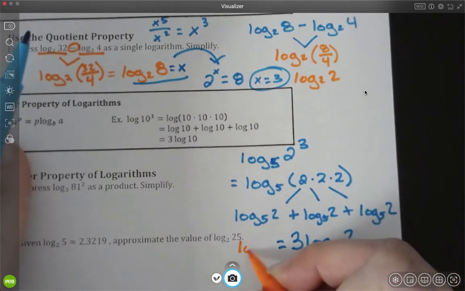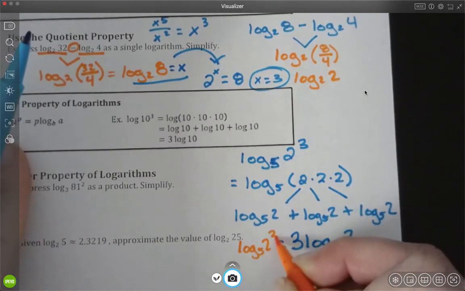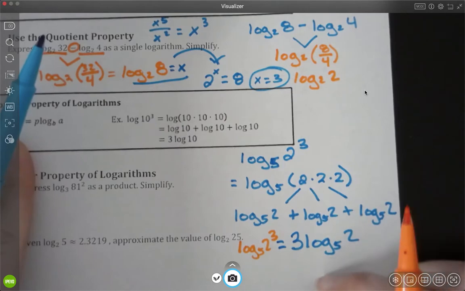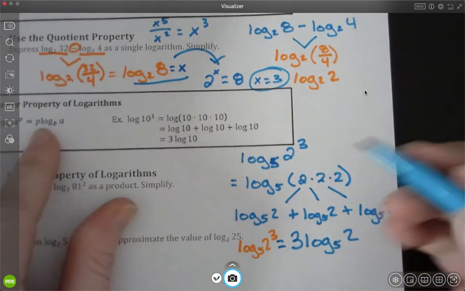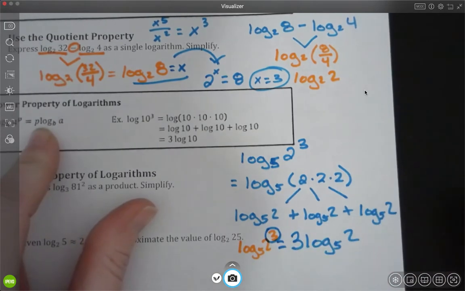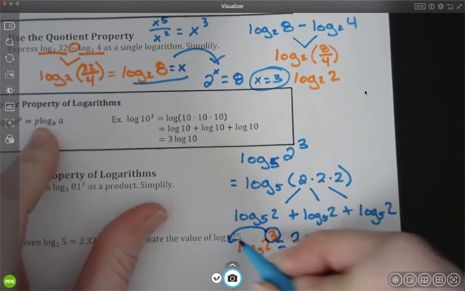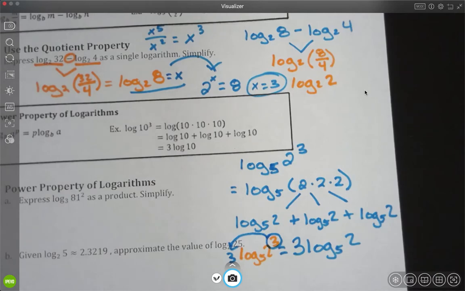We said that log base 5 of 2 to the third power is the same thing as 3 log base 5 of 2, because this rule right here says that if I have this 3 up at the top, it will come down in front. If there's an exponent ever here, you can always just plop it down in front.